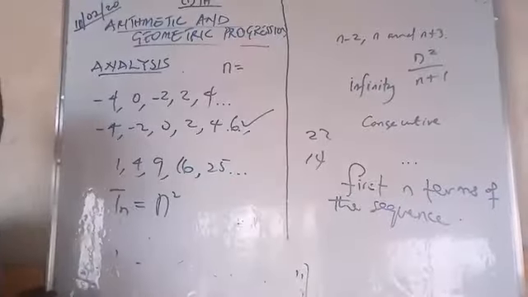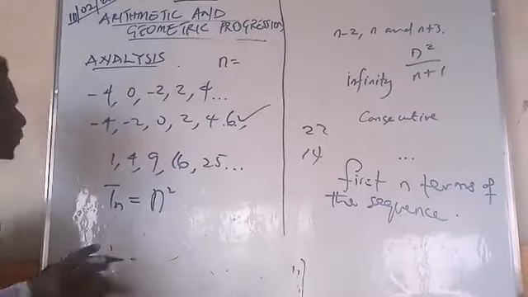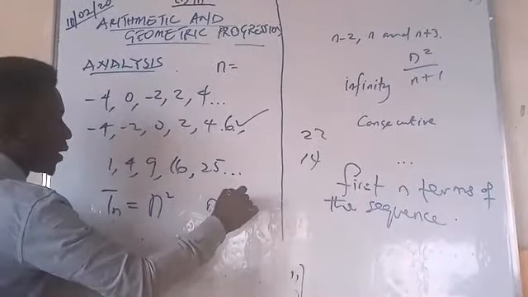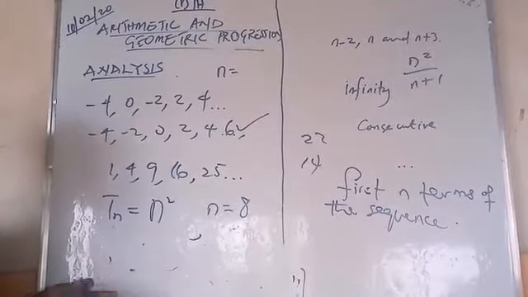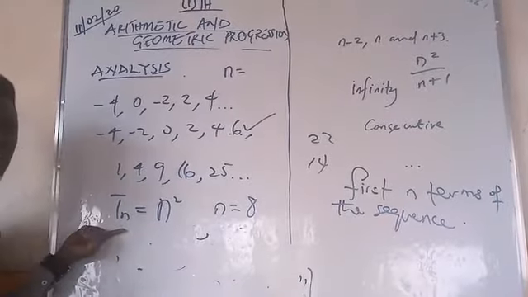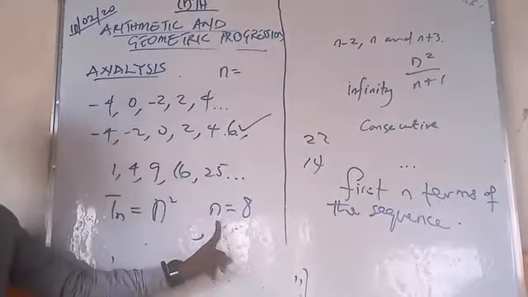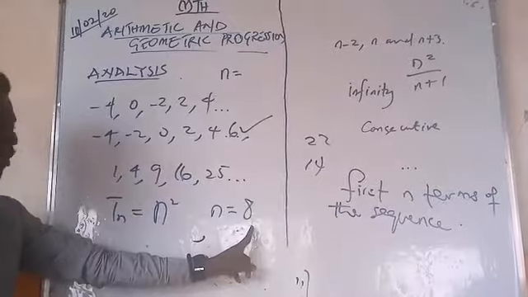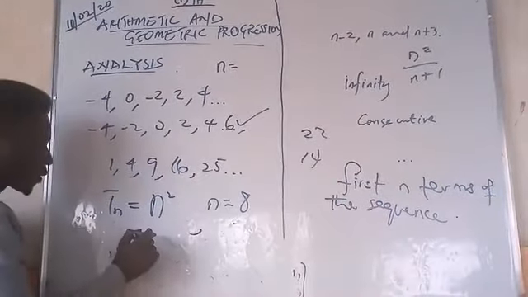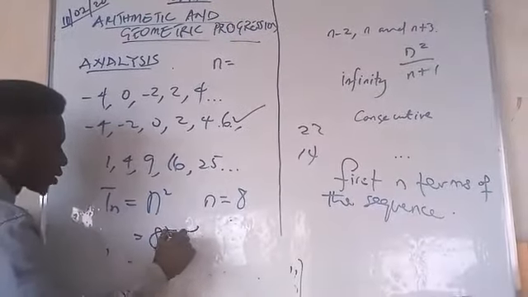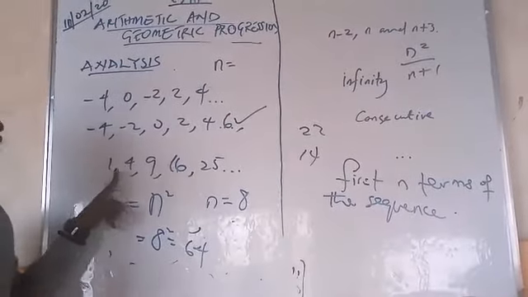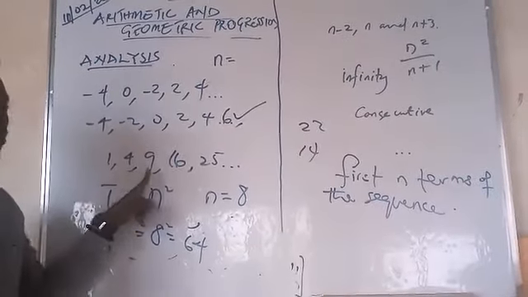Very good. Who can tell me what will be the value if your n is equal to 8? 64. Thank you. Why? Because your n stands for any positive integer, and here the positive integer is 8. So you are saying 8 squared, which is 64. The first is 1. The second is what? The third is 1.